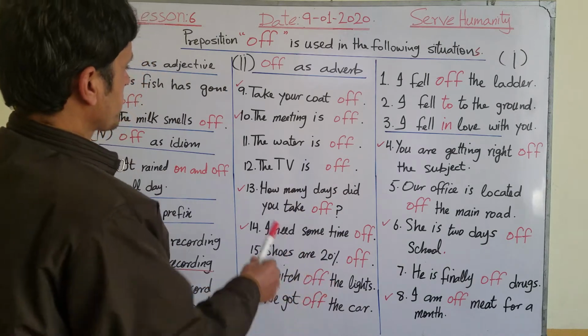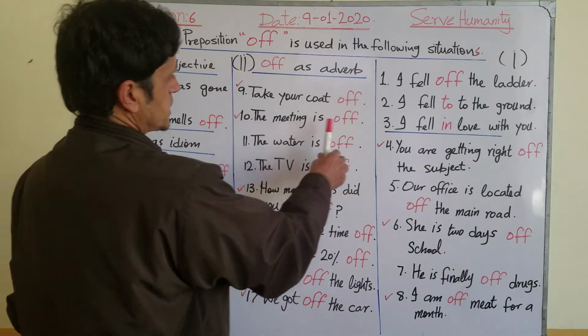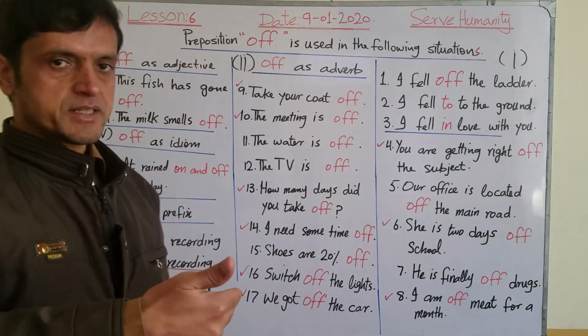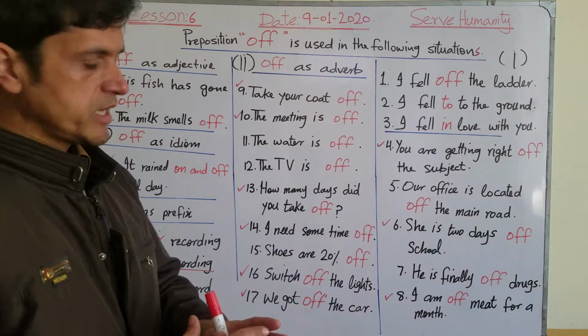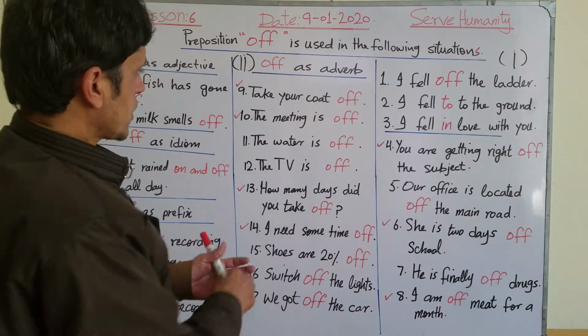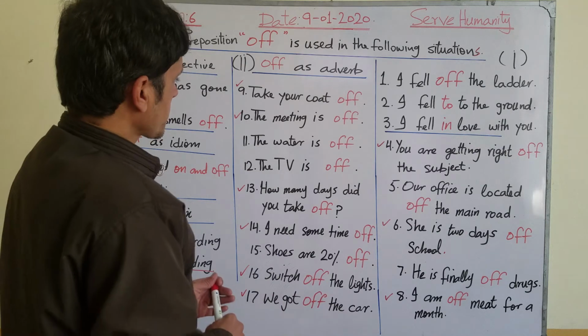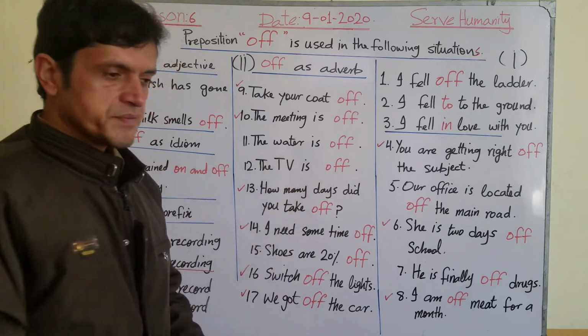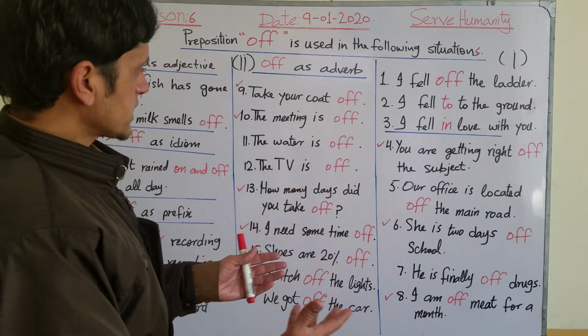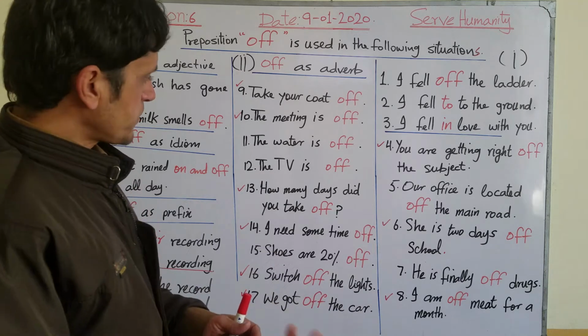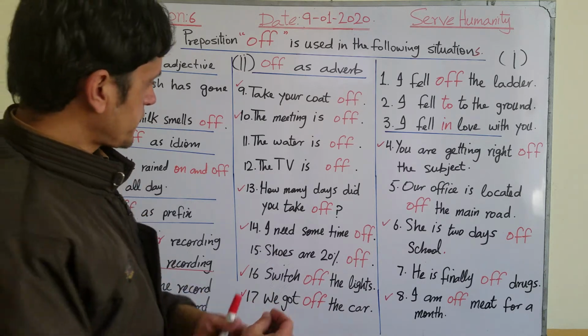Number 10, the meeting is off. It means the meeting is cancelled. Today, the meeting is cancelled, so the meeting is off. The water is off. Water is not available in the water pipes, so the water is off.